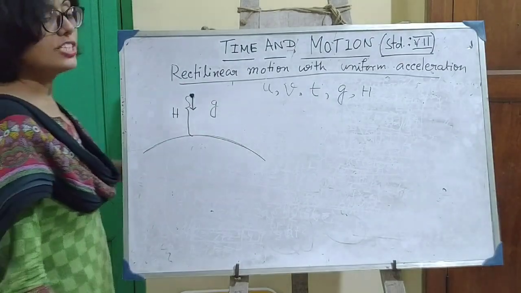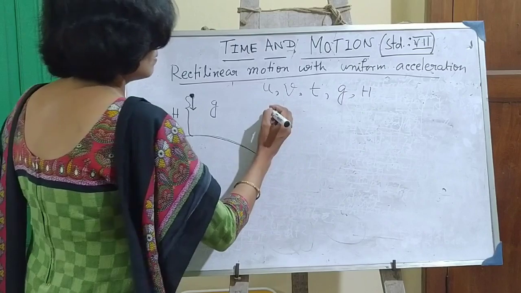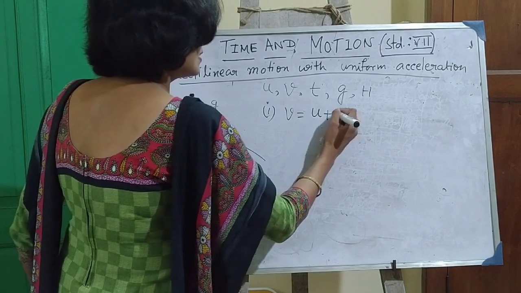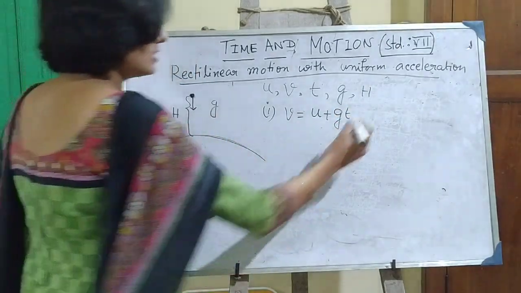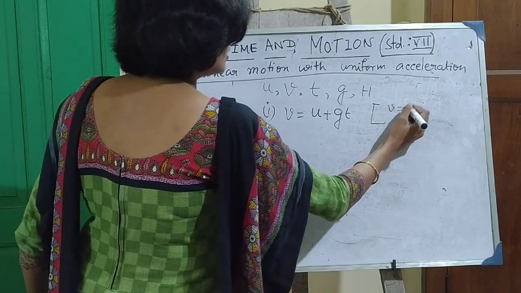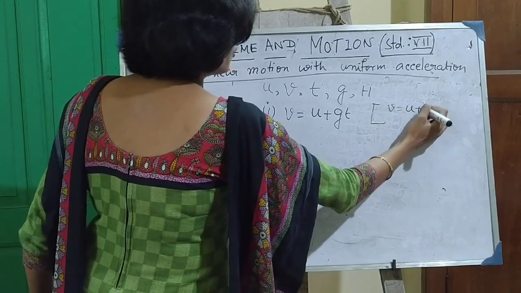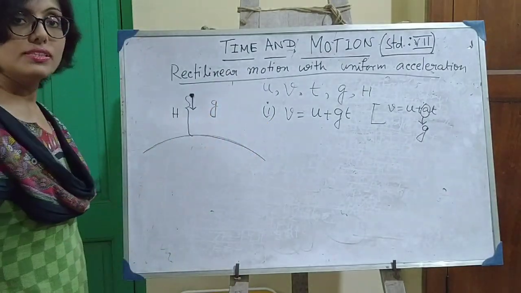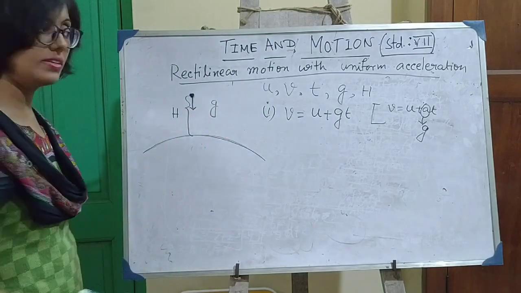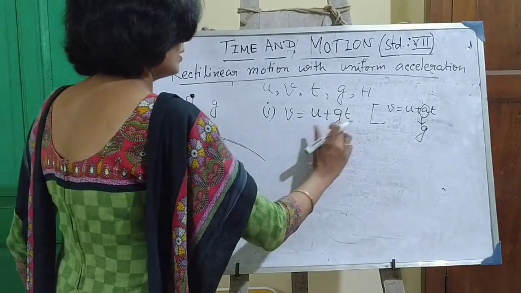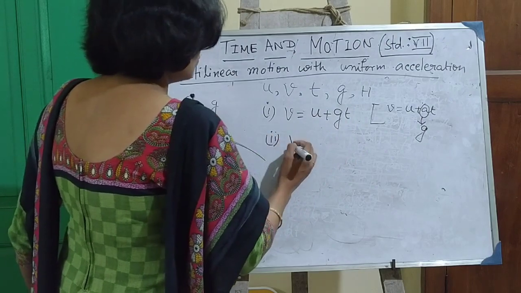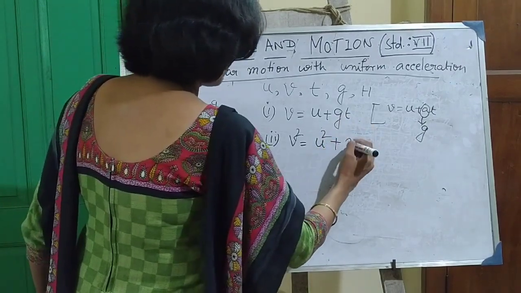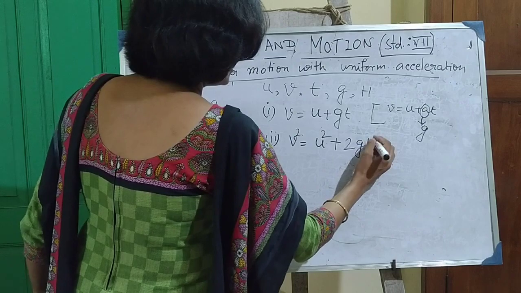Then we get the equations of motion for the freely falling body. Number 1, v is equal to u plus gt. In our previous case, we saw v is equal to u plus at. Instead of a, here we use the acceleration due to gravity g, because the body is moving with uniform acceleration, that is, the acceleration due to gravity. So the first equation is v is equal to u plus gt. Number 2, v square is equal to u square plus 2gh.